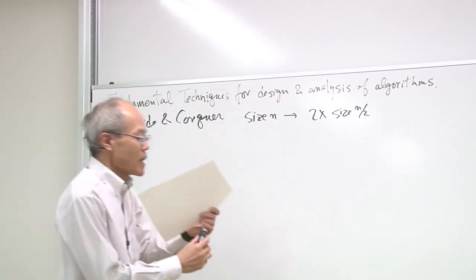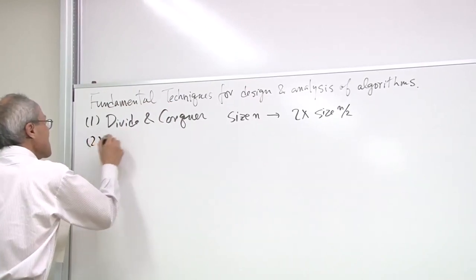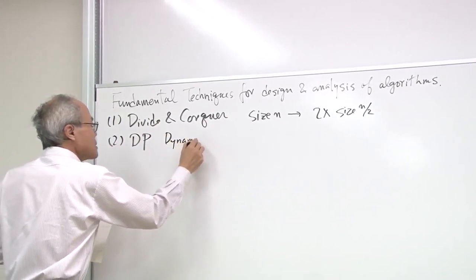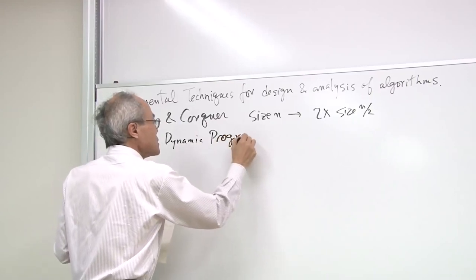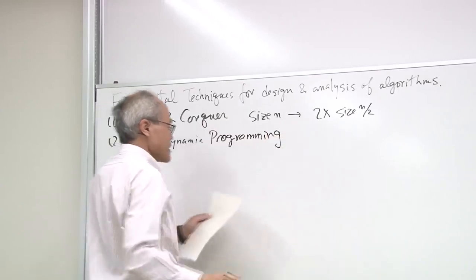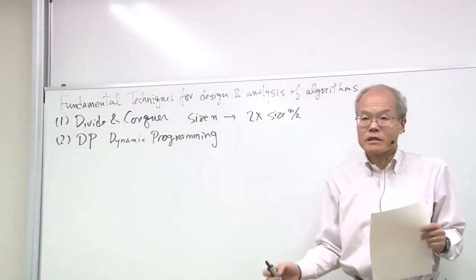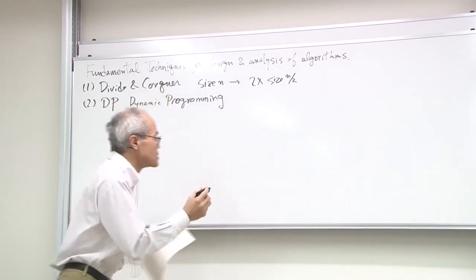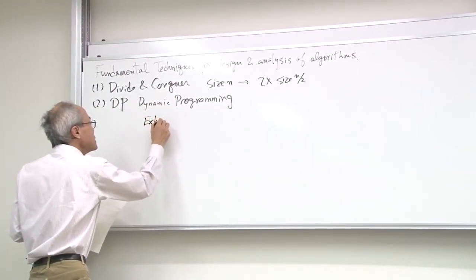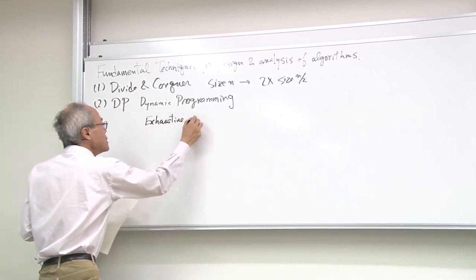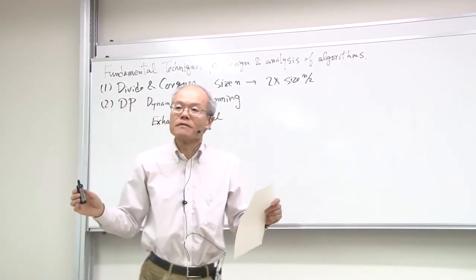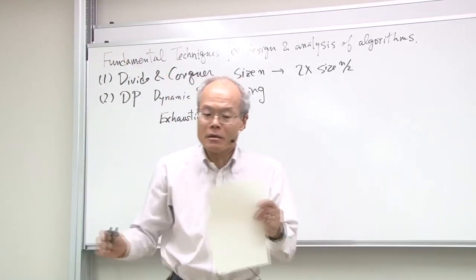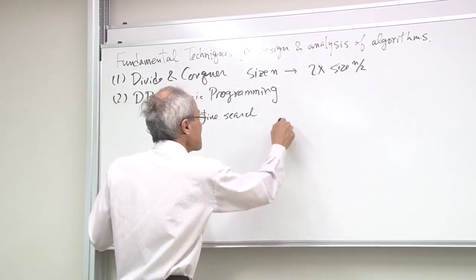Very nice technique. And then our second technique is DP, dynamic programming. What is the idea of DP? That is also quite simple. We just try to do exhaustive search. So this is very fundamental, a very naive approach. We just try to find the answer by using the whole search, by using a tree structure.